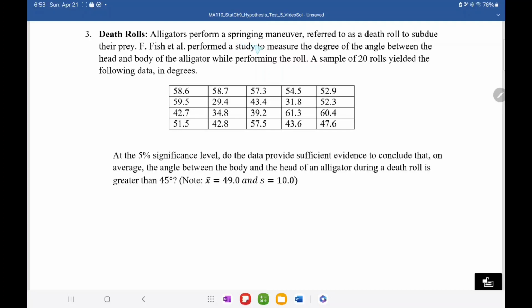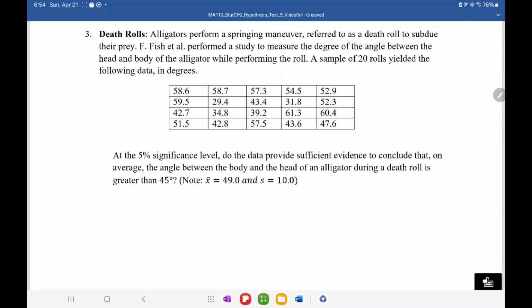Alligators perform a spinning maneuver referred to as a death roll to subdue their prey. F. Fish et al. performed a study to measure the degree of the angle between the head and body of the alligator while performing the roll. A sample of 20 rolls yielded the following data in degrees. So here is the set of data. We have 20 data points here, right? 5 times 4, 20 data points given to us. So n is going to be 20.